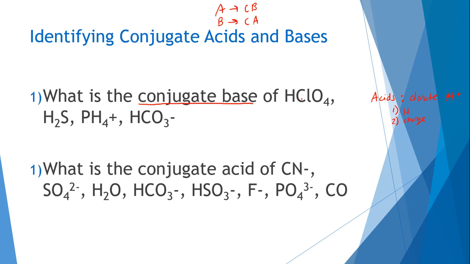So here, if I'm looking at HClO4, if I get rid of this hydrogen, I'm left with ClO4. This had a neutral charge of 0, but I lost one of my positive charges. So 0 minus 1 got me a -1 for my charge. And so here's my conjugate base.